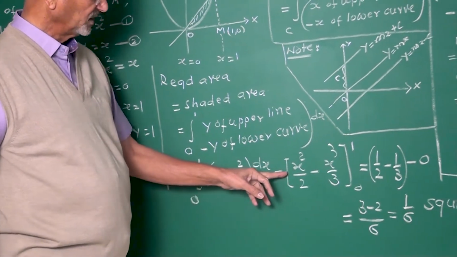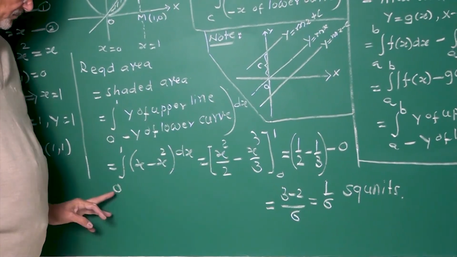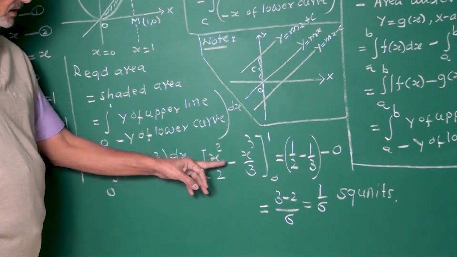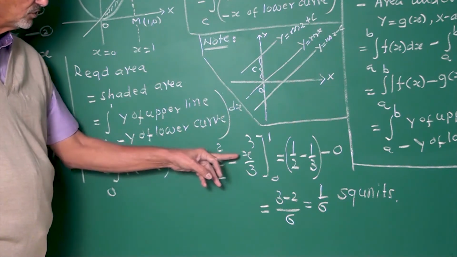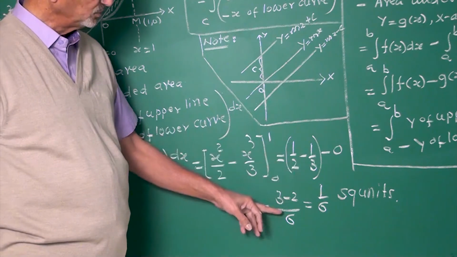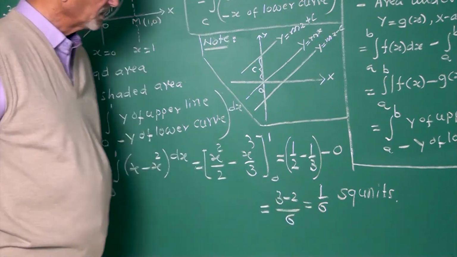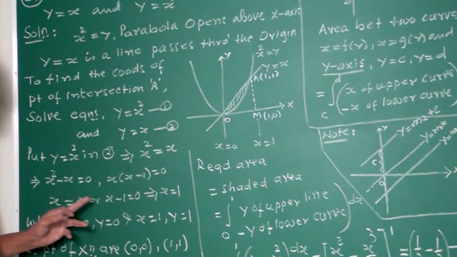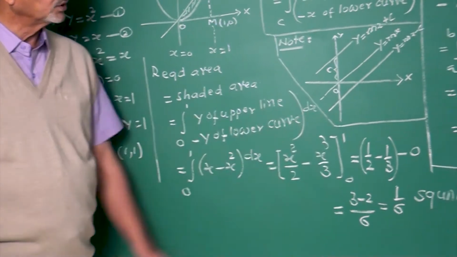Integral of x is x square by 2, minus integral of x square, x cube by 3. Lower, upper. Put x equal to 1, 1 by 2 minus 1 by 3, upper limit. Put x equal to 0, 0 minus 0 is 0. Simplify, this is 3 minus 2 upon LCM 6, which is 1 by 6 square units. This is the required area, the shaded area. Therefore, the required area is 1 by 6 square units.